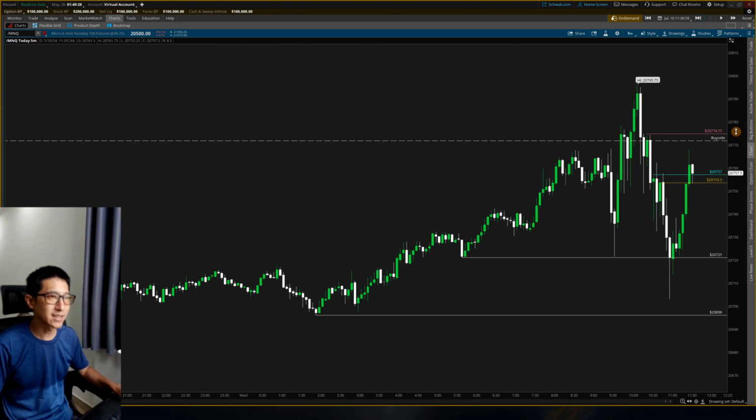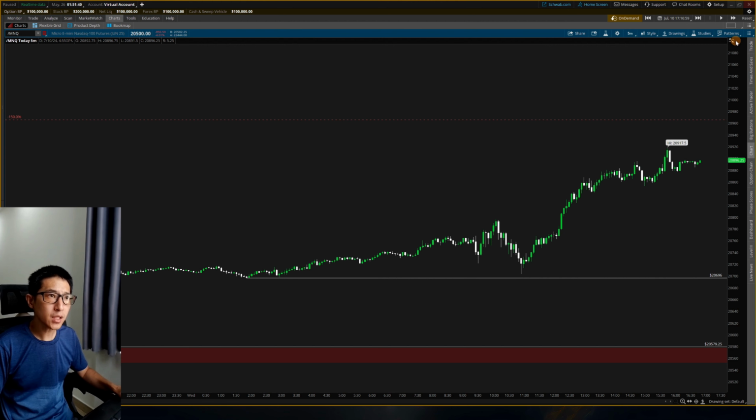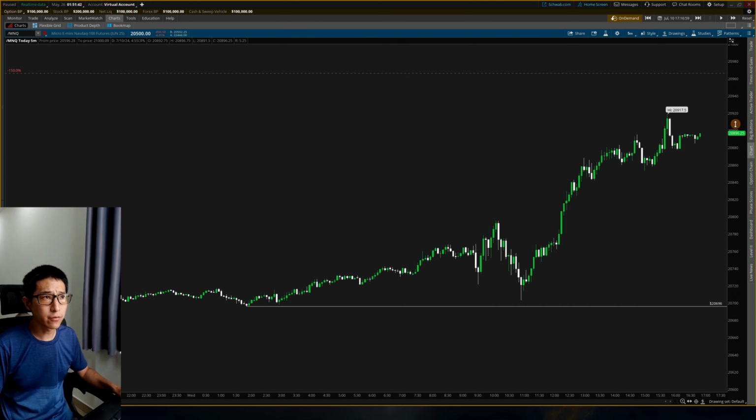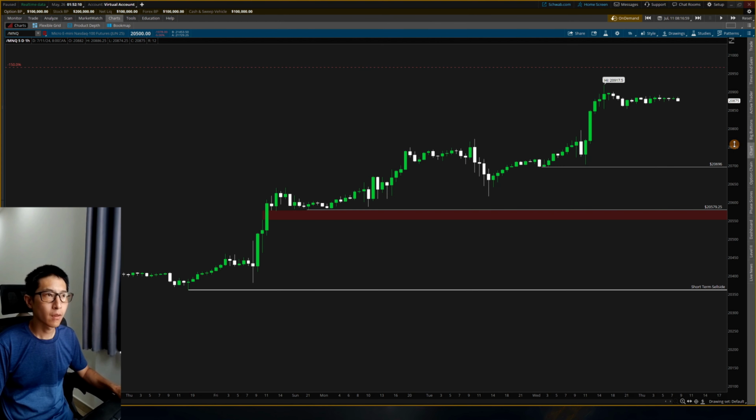So this is the end of the day, and as you can see, we did rally up above this high and we started going up a lot more. It looks like it may be reaching for this 0.5% or 1.5 level. I'm just going to make it a little bit more visible here, and that could be a target for tomorrow. So let's go ahead and go into Thursday.